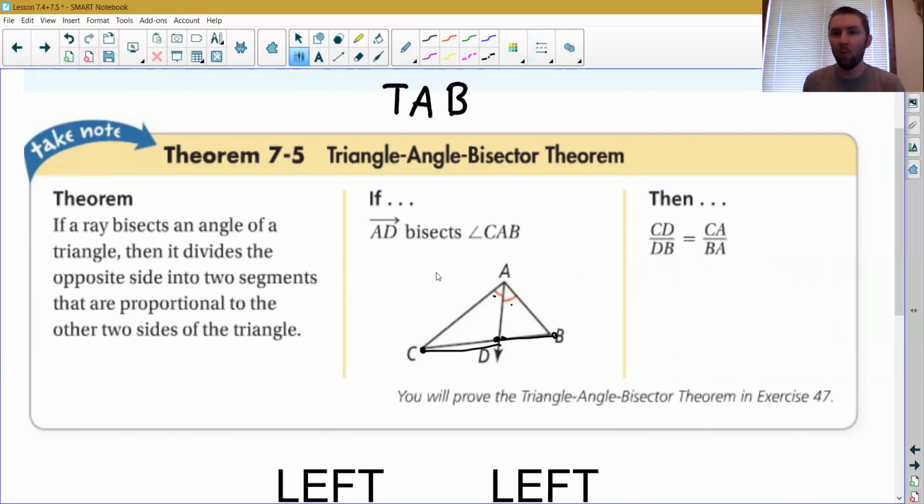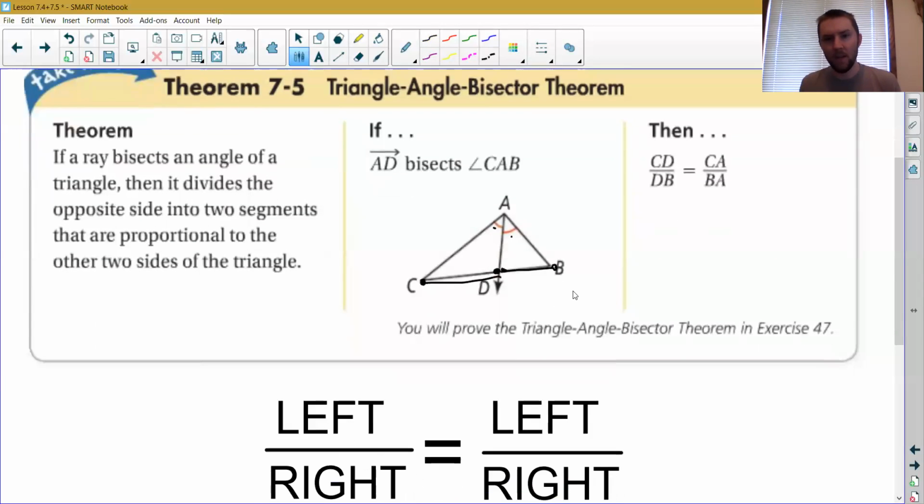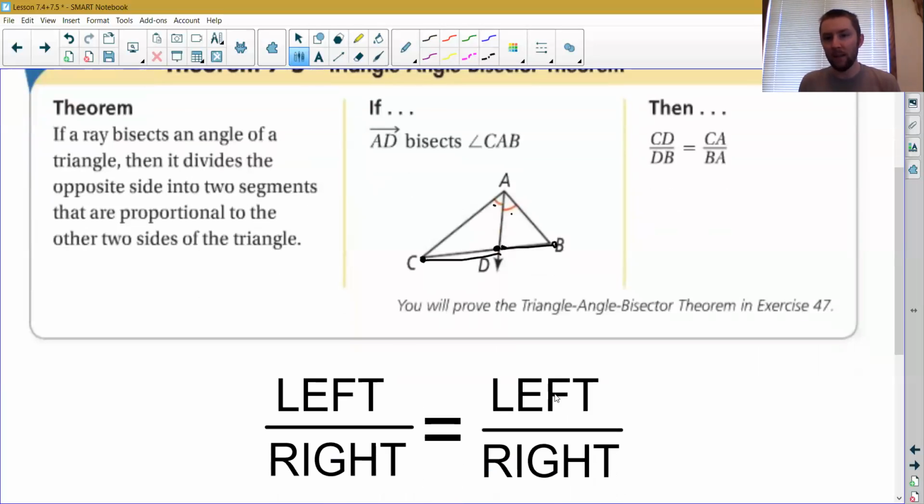Now, it is important when we do this to set it up in the correct way. So you have two options when you see something like this. We can go left over right and left over right. So in this case, A comes down, the left-hand side is CD, the right-hand side is DB. The left-hand side of the triangle is AC, the right-hand side is AB. So we go left over right, left over right.